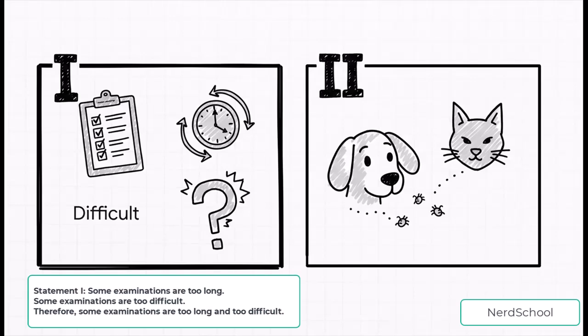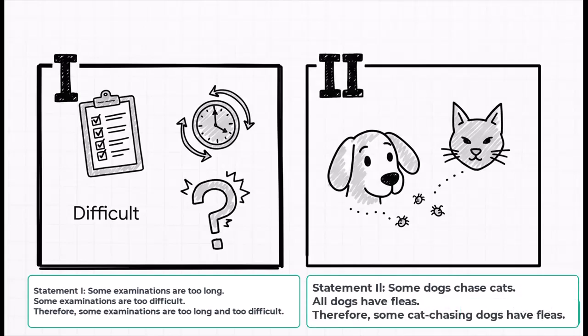Is that valid? Then look at statement 2. Some dogs chase cats and all dogs have fleas, with the conclusion, some cat-chasing dogs have fleas. Let's draw it and see.